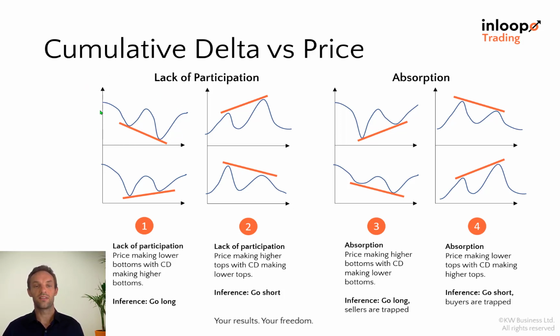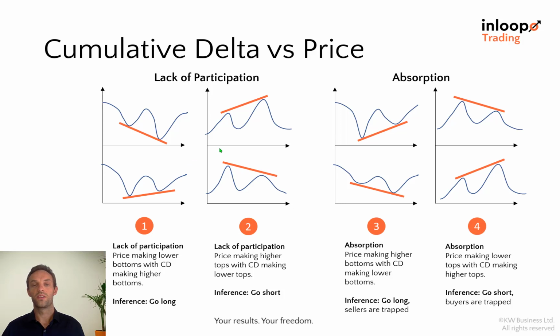For example, here at the top you can see the price, and in the bottom this is the cumulative delta chart. If the price is, for example, making lower lows, but the cumulative delta is making higher lows, then this is a sign that there is lack of participation and you might think of going long. Here, especially after this appeared.